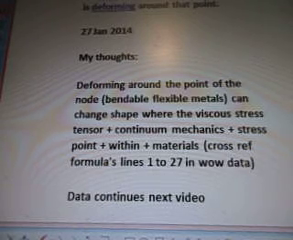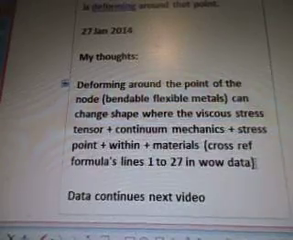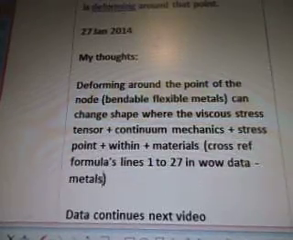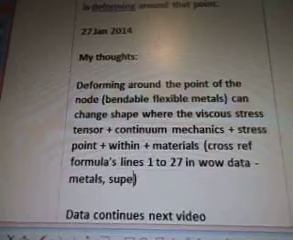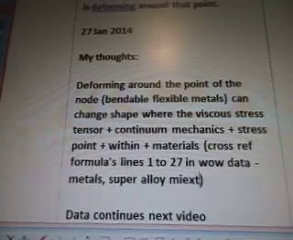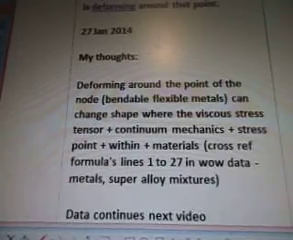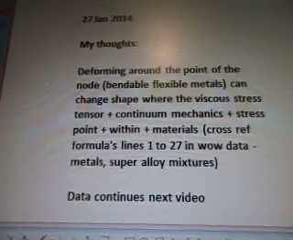And we're going to cross-reference formulas lines 1 to 27 in the WOW data for the metals, super alloy mixtures, to find out what we're supposed to use to do that. And the data will continue in the next video.